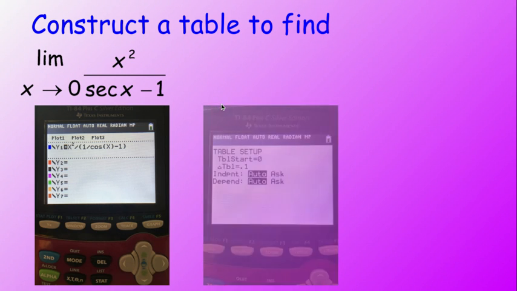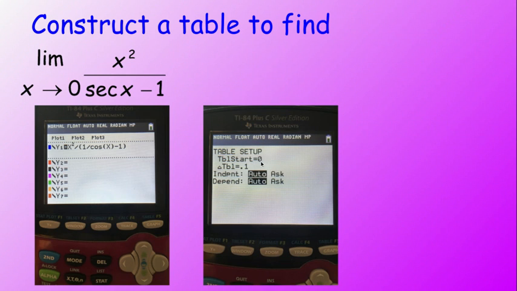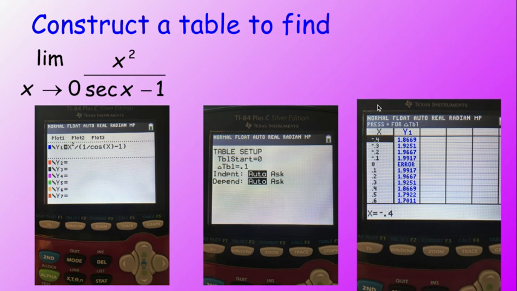So now we're going to set up our table. This time we're starting it at 0 because that's the value that x is approaching in our limit. And I'm making my delta table 0.1. Then I'm going to go to table, so hit second graph, and scroll up, and we can see to the left of 0 and to the right of 0, as we get closer, we don't need to make the intervals any smaller. I can definitely see that these values are getting closer and closer to the value of 2.